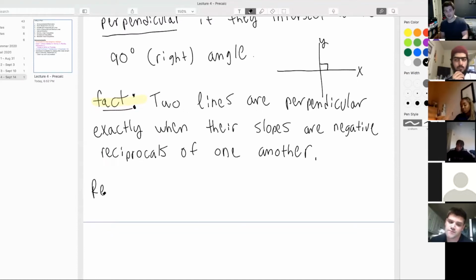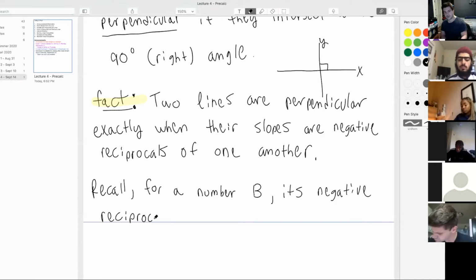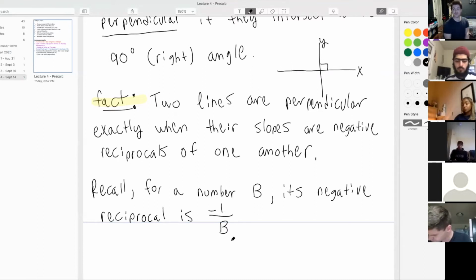So recall, for a number, call it capital B, doesn't matter, its negative reciprocal is -1 over capital B. So you flip it and you put a negative sign. That's what a negative reciprocal is.